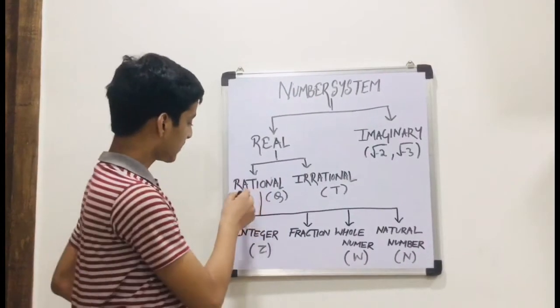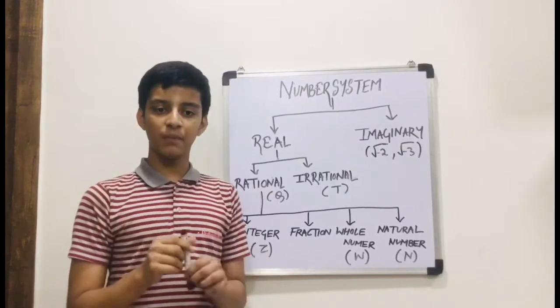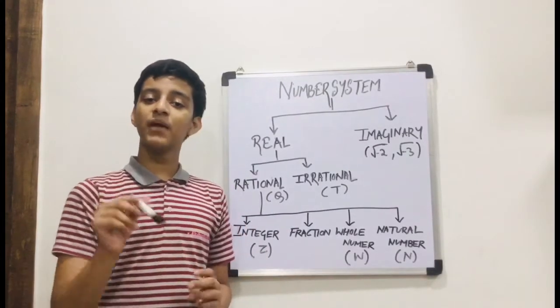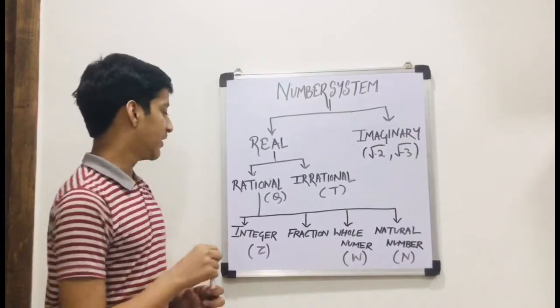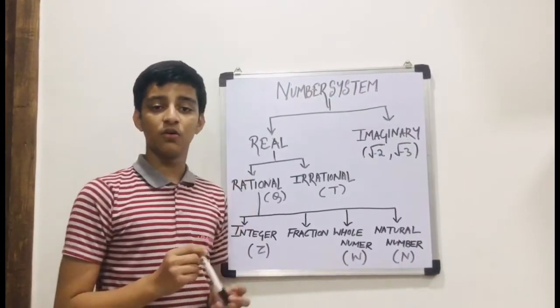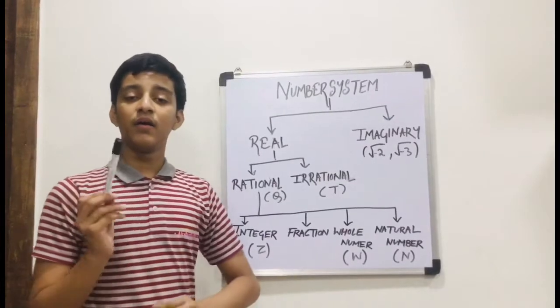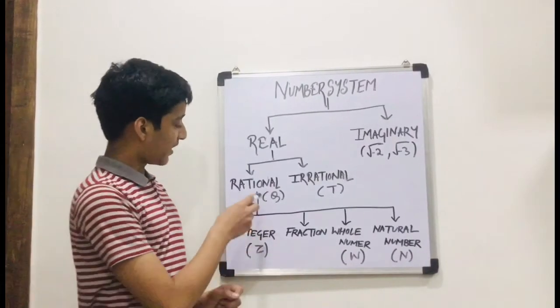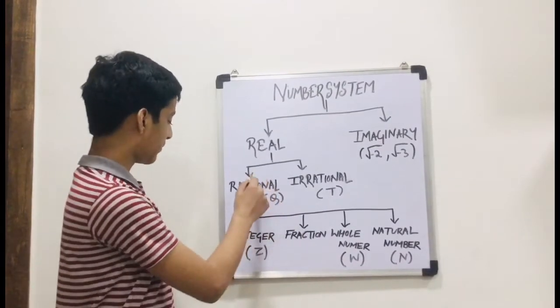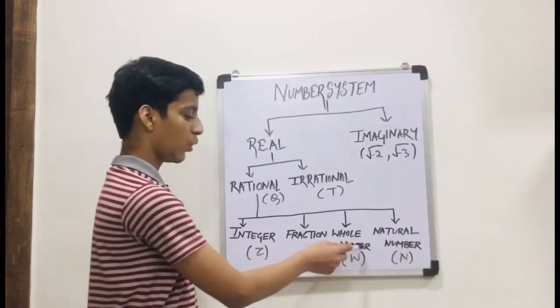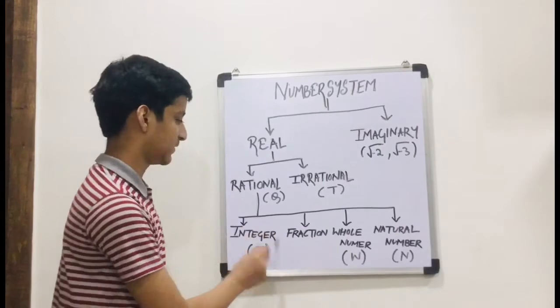Moving on to the next is rational number. Rational number are those numbers which can be defined in p by q form, where q is not equal to 0 and p and q are integers. Rational numbers are denoted by the letter q. So rational numbers are of four types: natural numbers, whole numbers, fractions and integers.